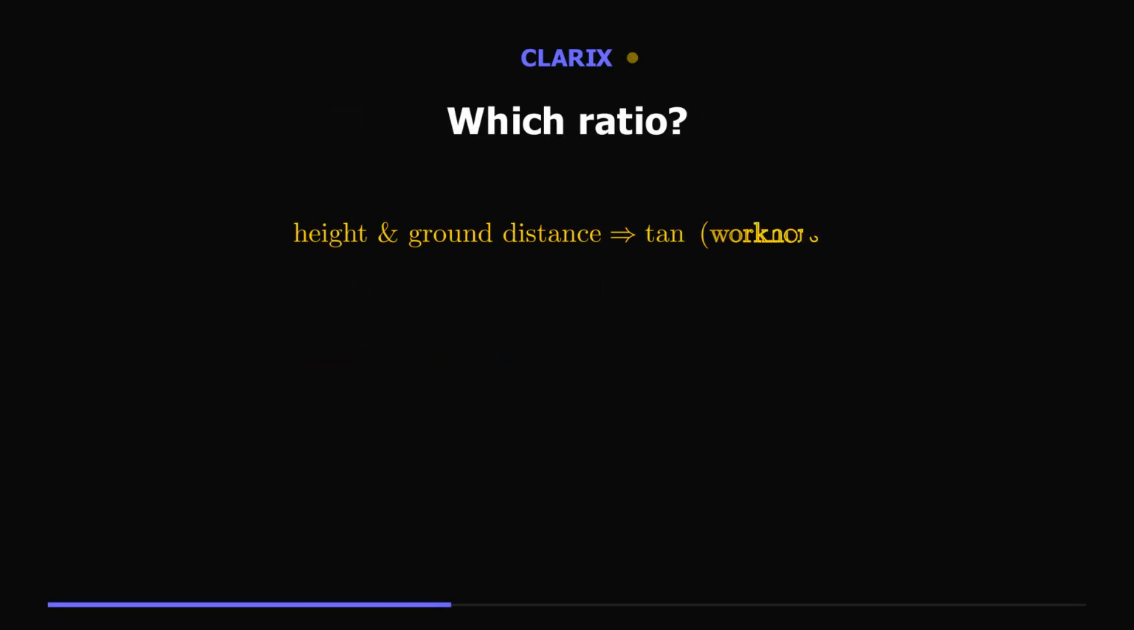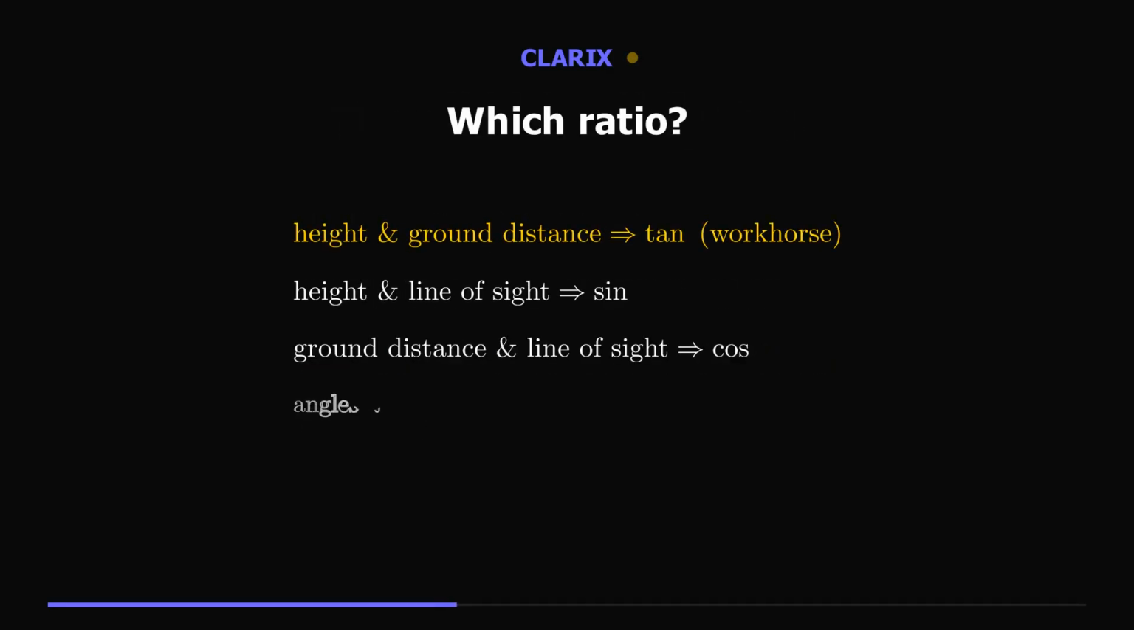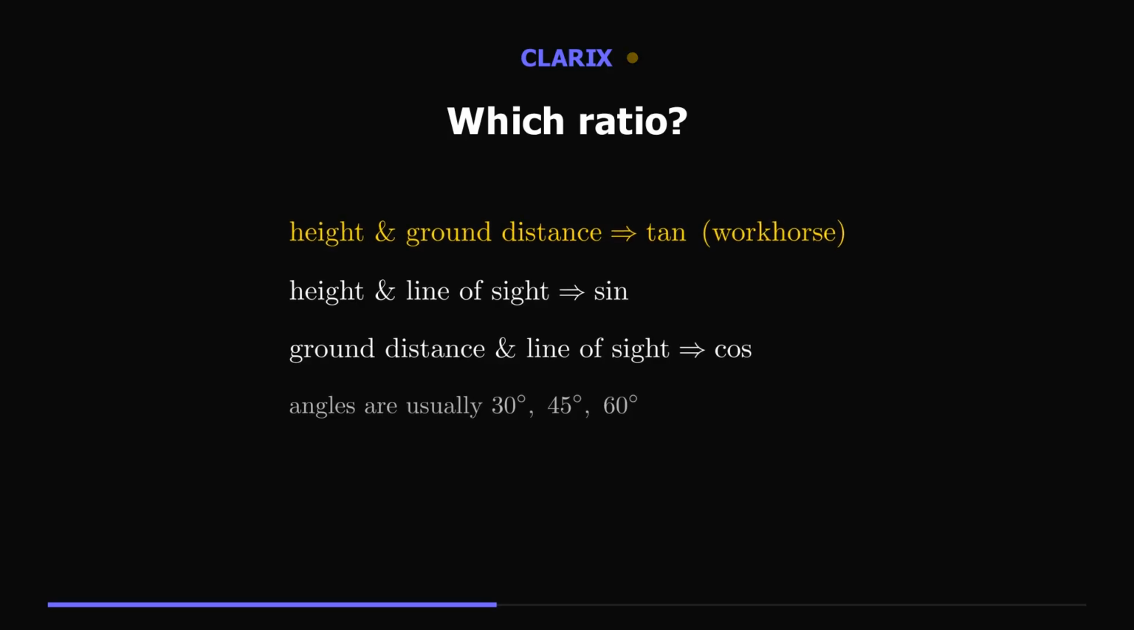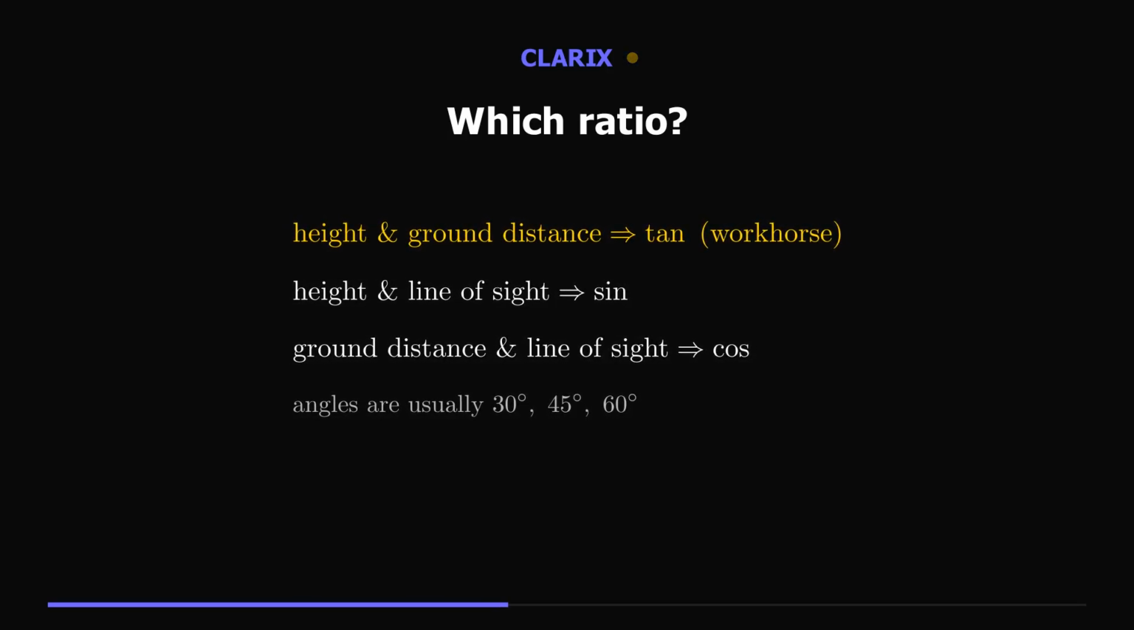3 choices. If your known and unknown are the height and the ground distance, use tangent. That's the workhorse. You'll reach for it 90% of the time. If they're the height and the line of sight, use sine. If they're the ground distance and the line of sight, use cosine. And the angles are almost always the friendly ones, 30, 45, 60. So read tan, sin, and cos straight from the standard table.